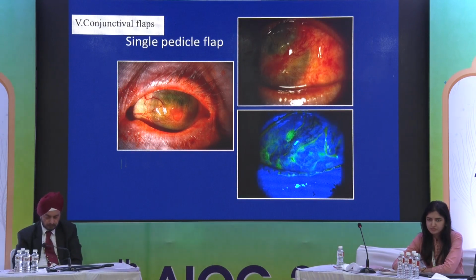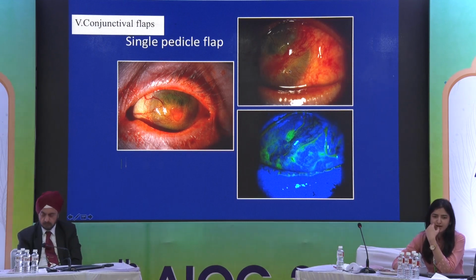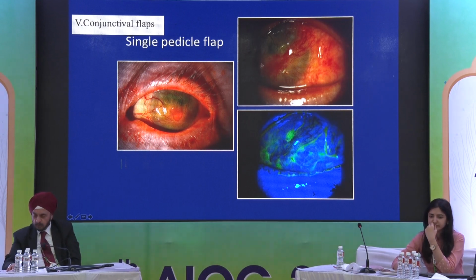Another very useful technique is the conjunctival pedicle flap, and we use this for neurotrophic ulcer. Once the infection is healed, you sometimes end up with an epithelial defect. The advantage of the pedicle flap is that you don't have to remove all the epithelium. You just remove the epithelium in the area where there is the ulcer, and the rest of the pedicle can go on normal epithelium.